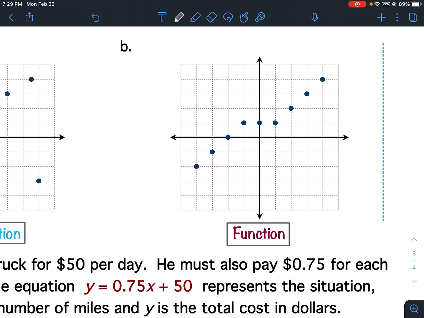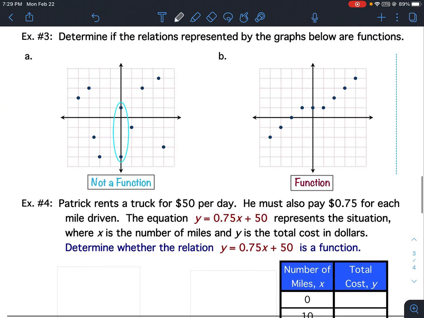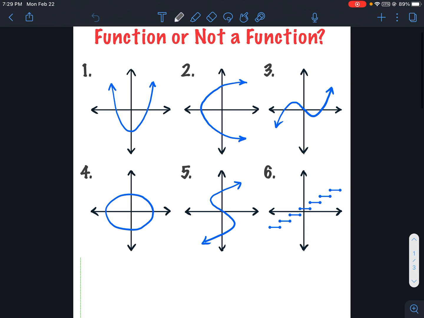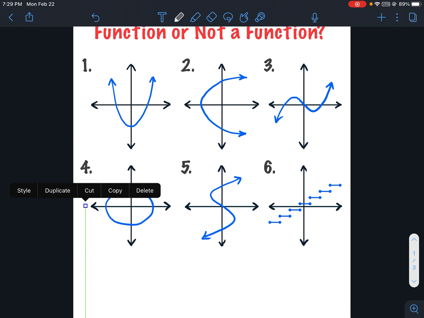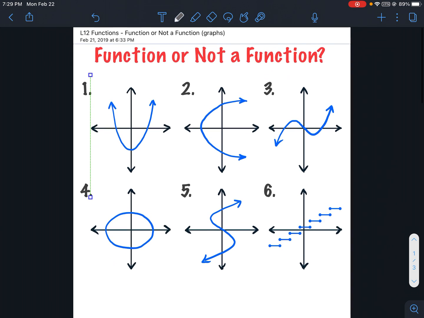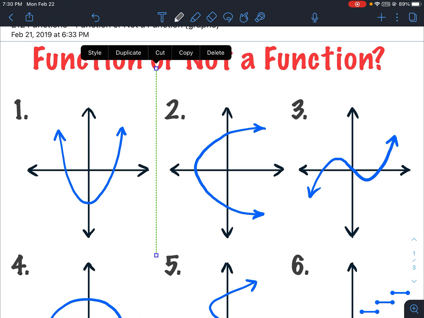Well, let's take a look at some other types of graphs. Okay, I know they're not perfect, but you get the point. Let's just take a look at these. Number 1, as I drag my vertical line across it, does it ever go through more than one point? No, it doesn't. So number 1 is a function. I'm just going to put an F.